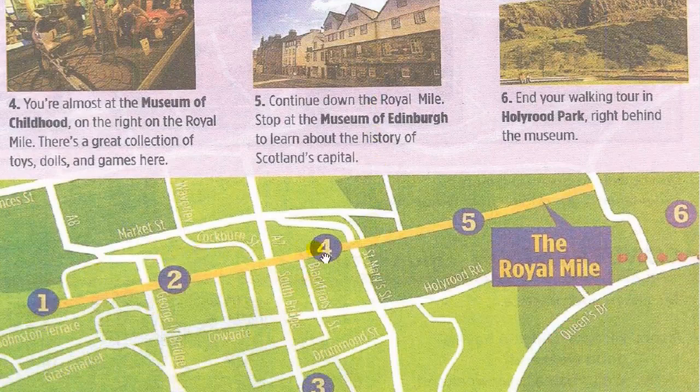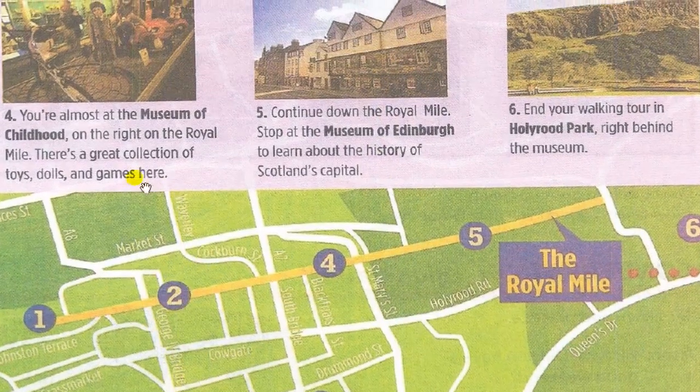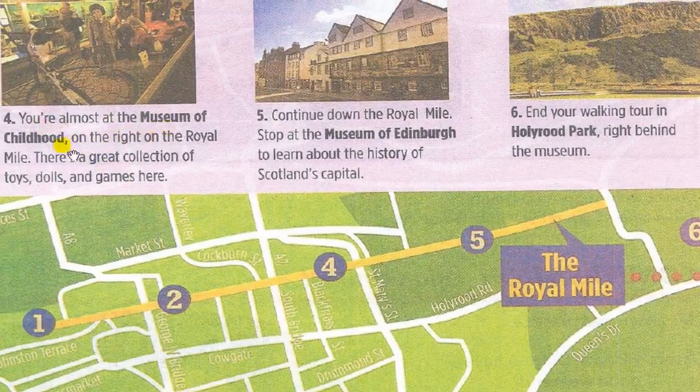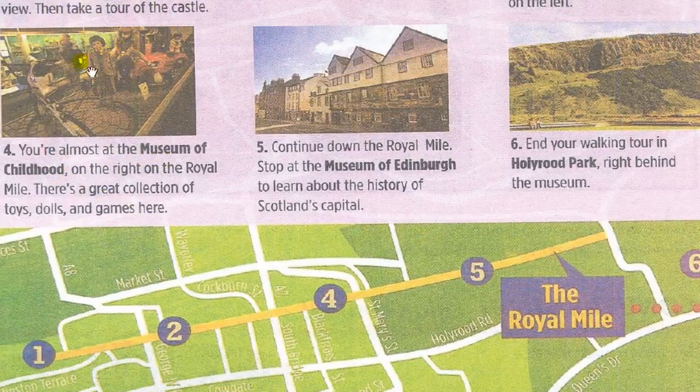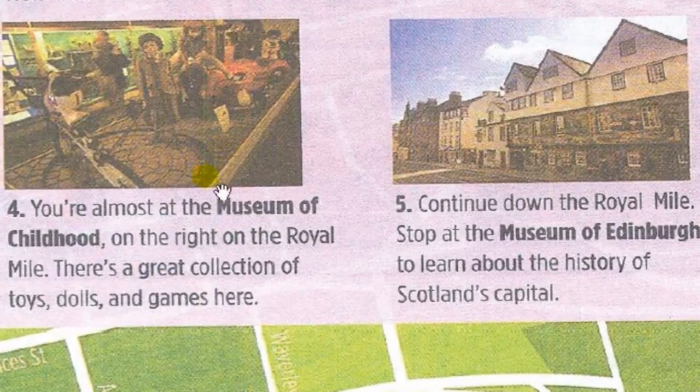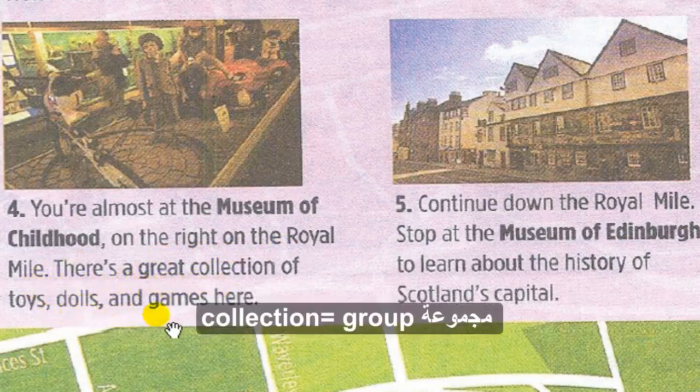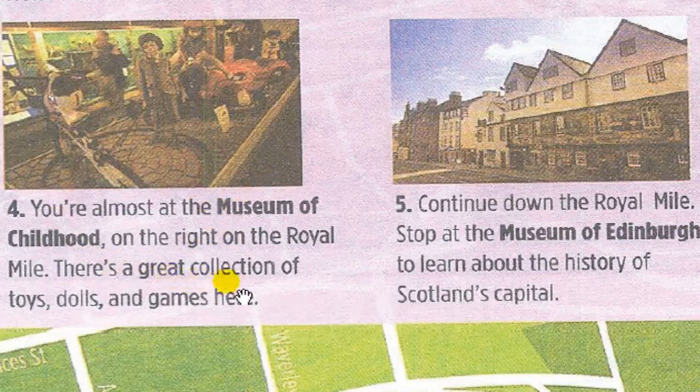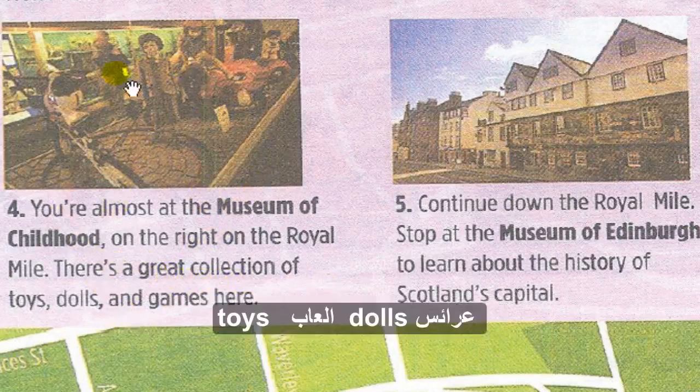These are the 6 places. Number 4. You're almost at the Museum of Childhood. This is the Museum of Childhood. This is for children. It's on the right of the Royal Mile. There is a great collection of toys, dolls, and games here. What's inside the museum? A great collection of wonderful toys, dolls, and games.